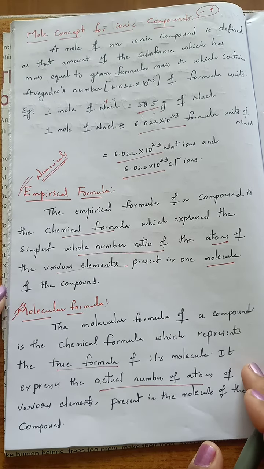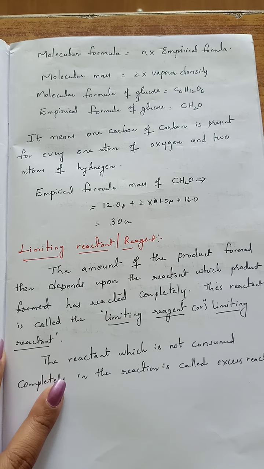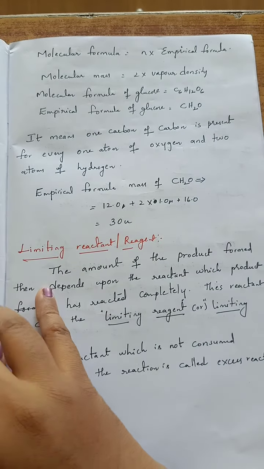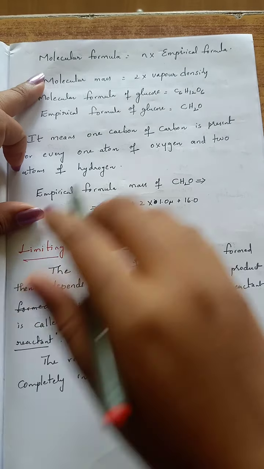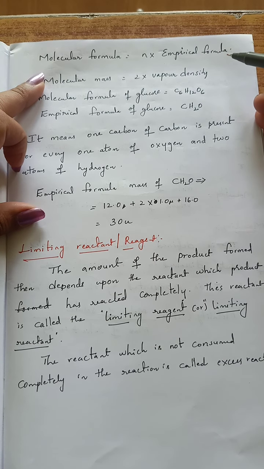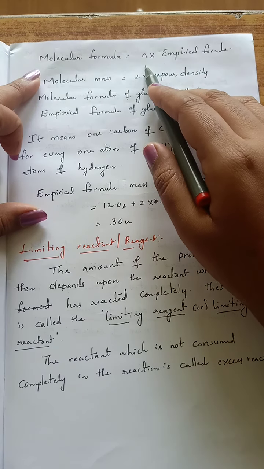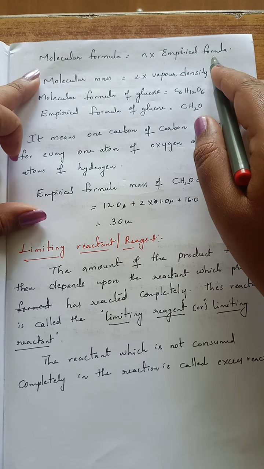So definitions are not the most important. The problems related to these two definitions are most important for 2 marks and 3 marks. Later we'll see the problems related to this. Now we'll see how to represent the molecular formula. Molecular formula is always equal to n into empirical formula, where n is an integer.